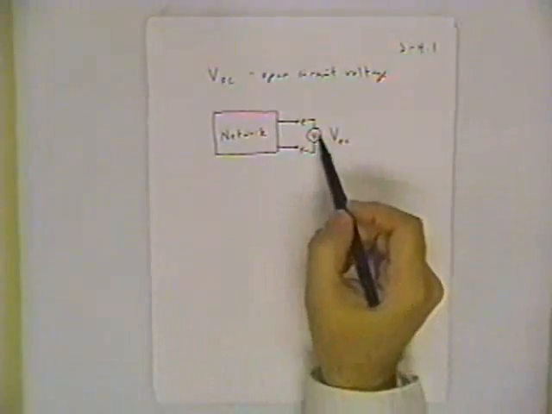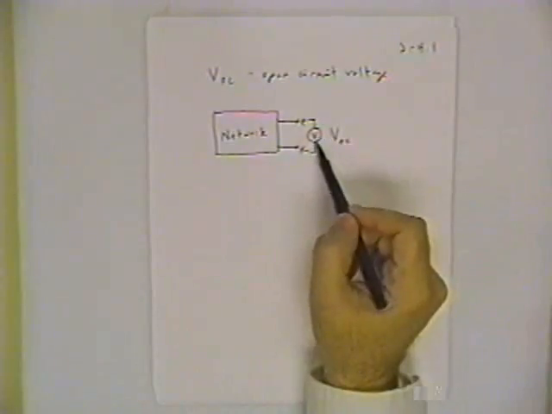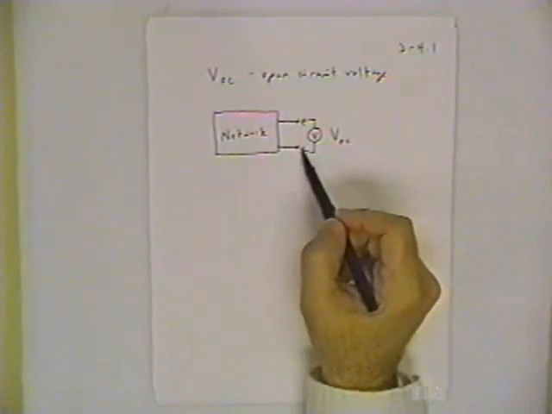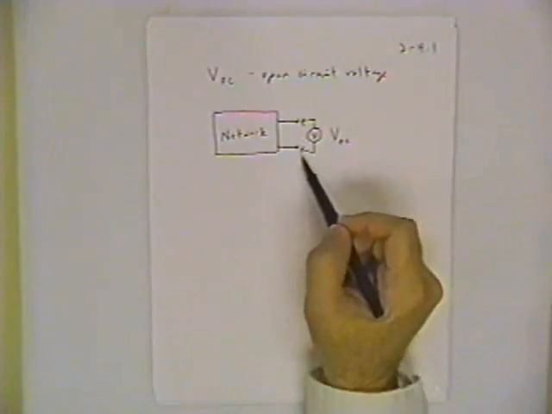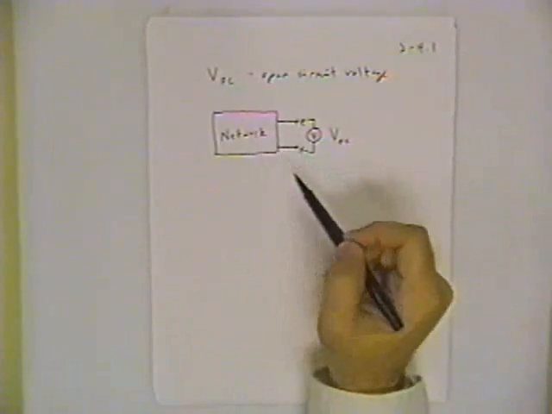Now, one thing you might remember about voltmeters is that ideally they have infinite resistance, and so when I attach this voltmeter across the open circuit, it's not going to change anything inside the network.